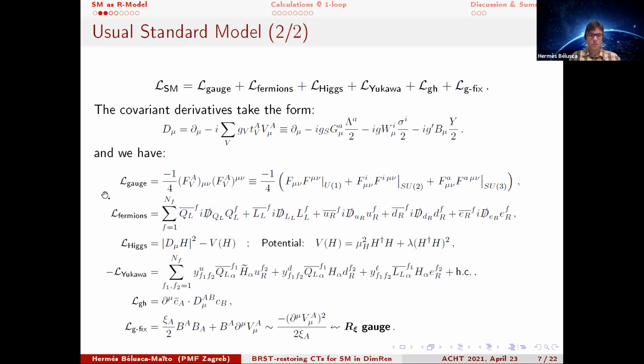So this is the generic notation that I recall here, because later on in the presentation I will use these notations. That's the standard F mu nu for each of the gauge groups, the standard kinetic terms for the fermions, including the interaction with the gauge fields through the covariant derivatives, the Higgs Lagrangian with the kinetic term for the Higgs and its potential, the Yukawa terms, and then the gauge fixing corresponding here to the Xi gauge and the corresponding ghost part.